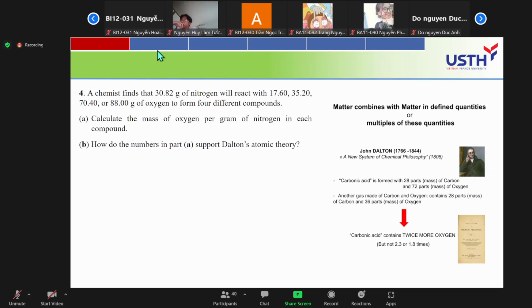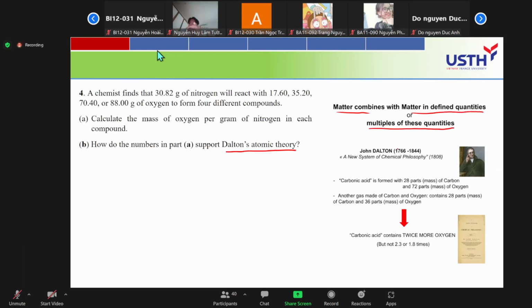The next exercise is related to Dalton's atomic theory. At the time of Dalton, they still didn't have a very clear definition of atoms. So John Dalton, with some of the chemists at that moment, only had a theory that matter combines with matter in defined quantities or multiples of the quantities.